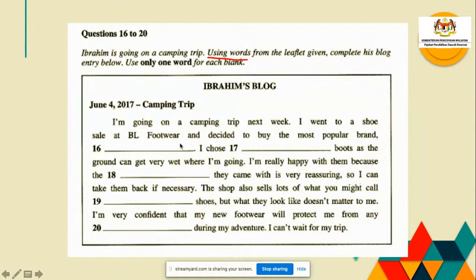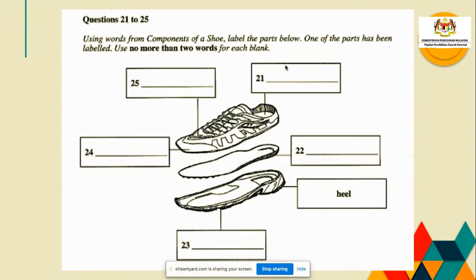So this is another skill that you need to master. You need to have the skill to read the instruction. You must train yourself to read the instruction and underline what you are supposed to do. Next, the first part they give you in the form of a blog, and the second part is in the form of labeling a diagram. "Using words from components of a shoe, label the parts below."